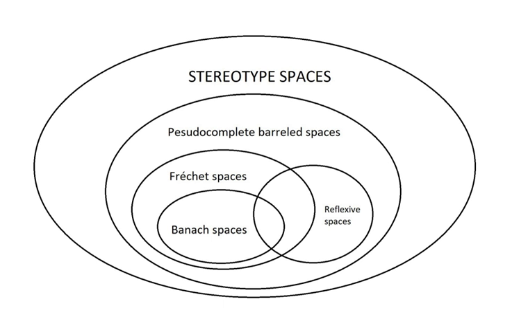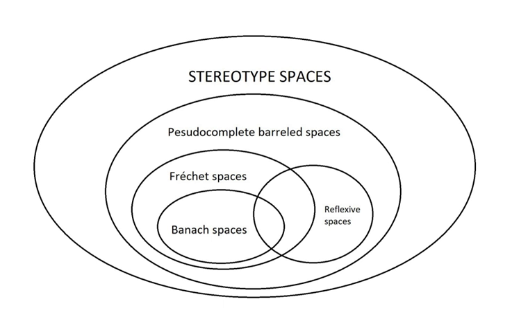Suppose Y is a subset in a stereotype space X endowed with a structure of a stereotype space in such a way that the set-theoretic inclusion Y ⊆ X is a morphism of stereotype spaces, i.e. a continuous linear map. Then Y is called a subspace of the stereotype space X with the notation Y ↪ X.